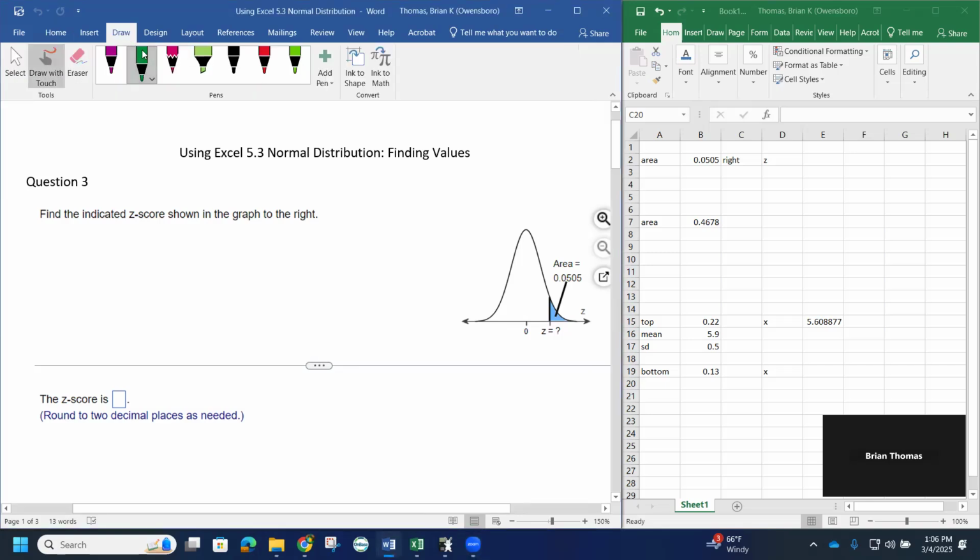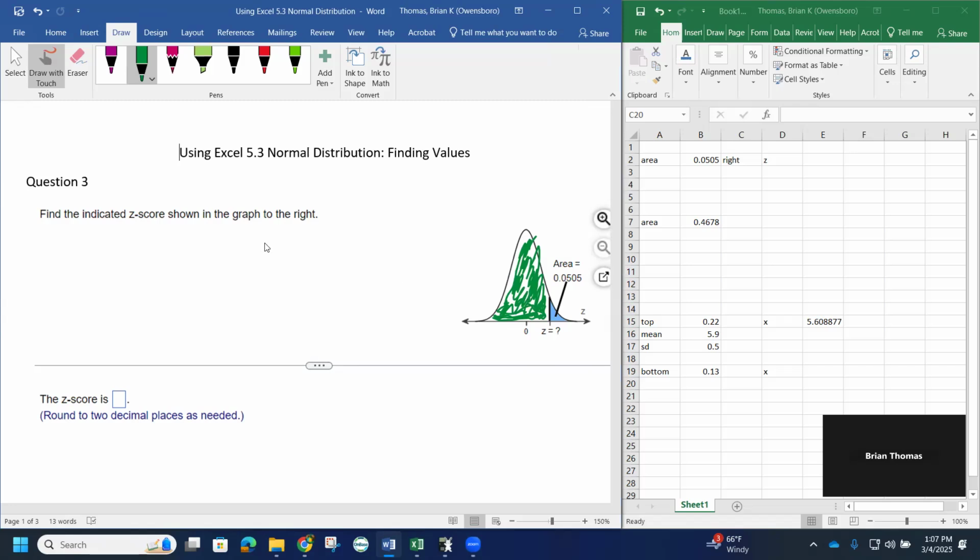So to do this problem in Excel, what we need is the cumulative area to the left. We're going to need this area over here. There's not a right side option on this like we can do sometimes. We're going to have to use the area to the left, since that's the way Excel is programmed, to use cumulative area.